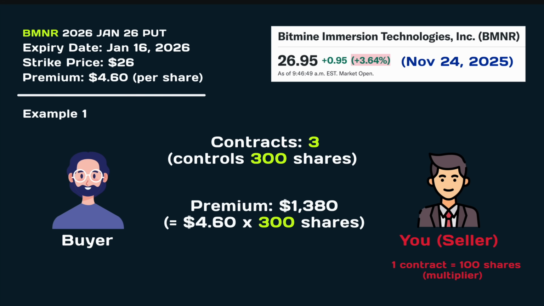The buyer is going to need to pay you the following premium. It's going to be $4.60. And remember how I said it's confusing when you look at the option chain. It's quoted per share. But because there's 300 shares involved in this transaction, you're going to have to multiply that by 300 to get the premium that you're going to receive from the buyer. And this is directly paid to you.